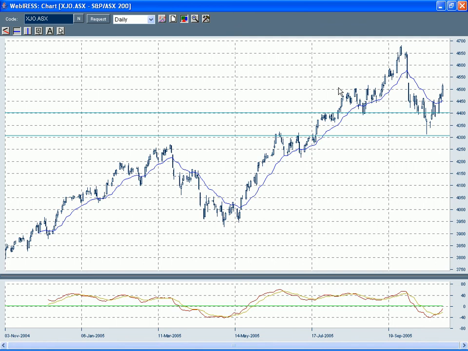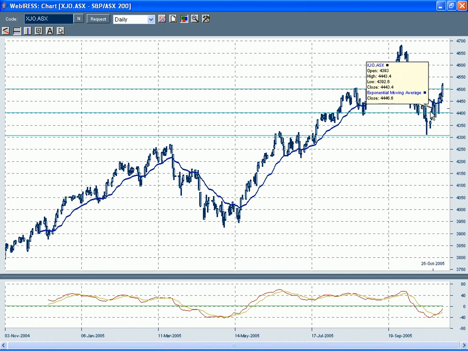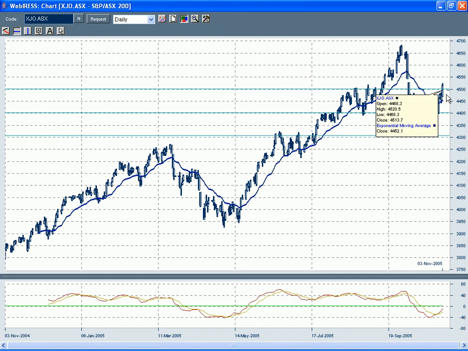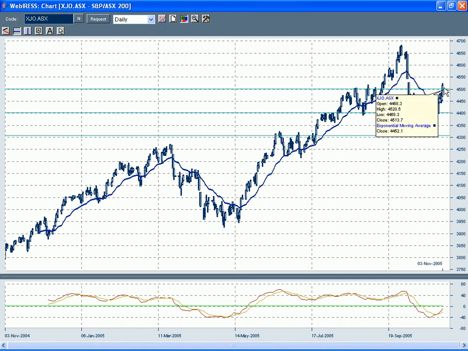And here's the next level of resistance, 4,500, which I think I said in the previous issue of Chart TV that I expected this market to have a crack at within the next day or two. It has done it in 2 days. It's had a crack at 4,500. It has broken through to make a high at 4,520, and let's take a closer look at this bar.